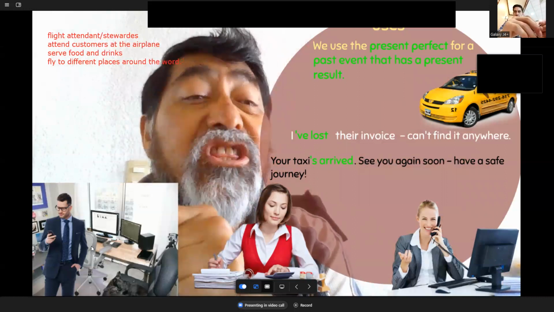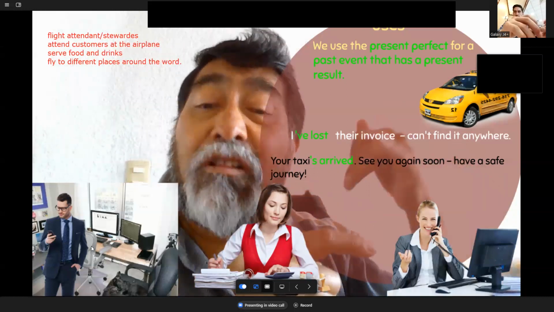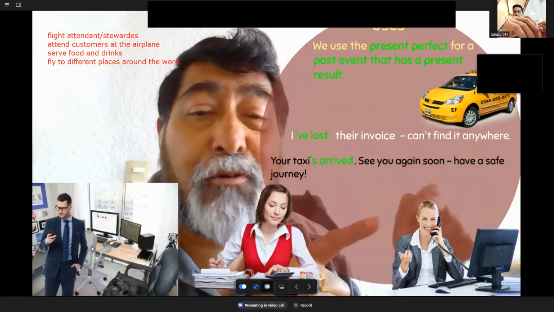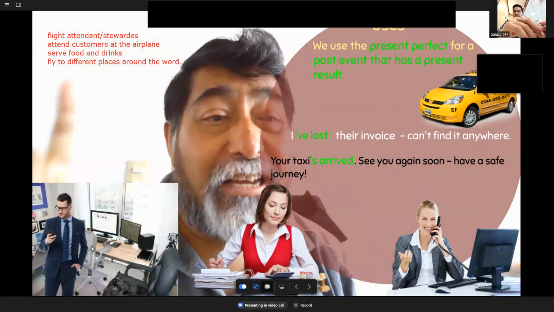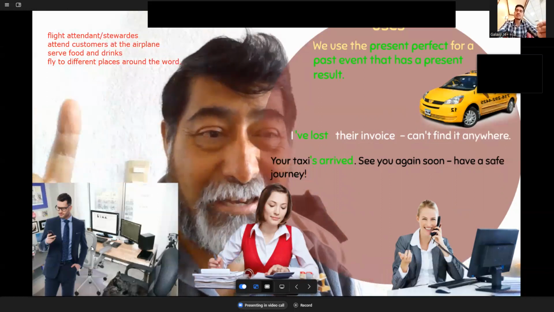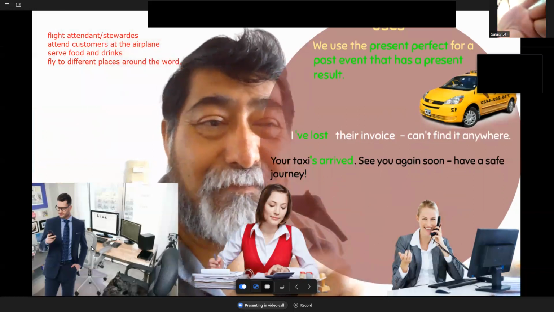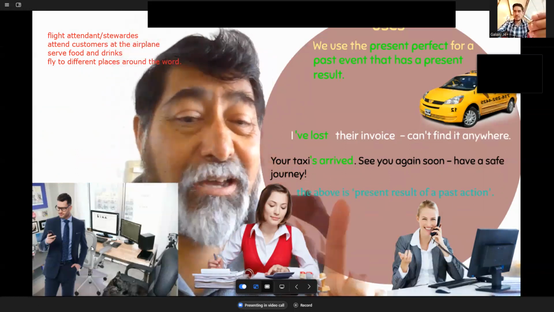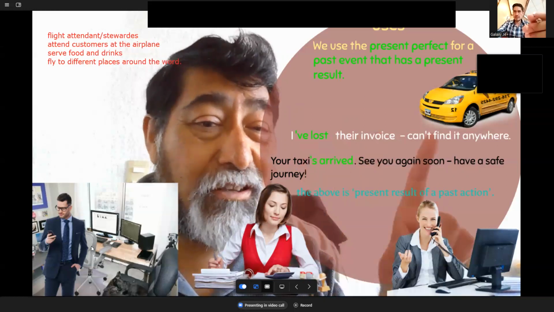The boss orders a taxi. The secretary calls for the service. And when the taxi arrives, the secretary reports, hey boss, your taxi has arrived. Those actions occur in the simple past. This is the present result. Now, here we have the explanation. The above is a present result of a past action.